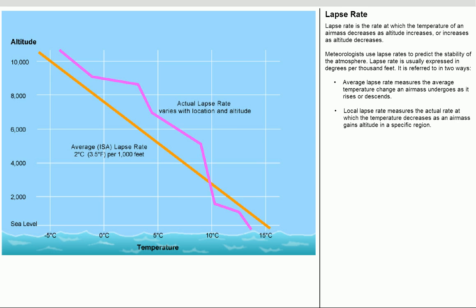The local lapse rate measures the actual rate at which the temperature decreases as an air mass gains altitude in a specific region. This rate varies depending on local environmental conditions and is a good indicator of atmospheric stability in a specific area.